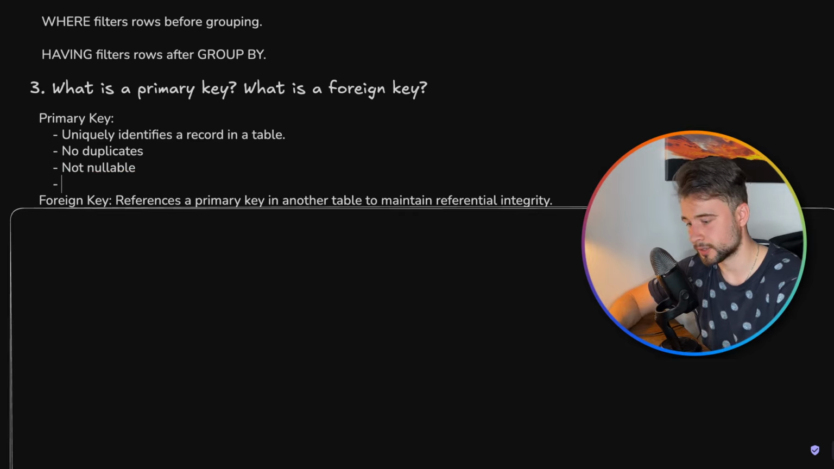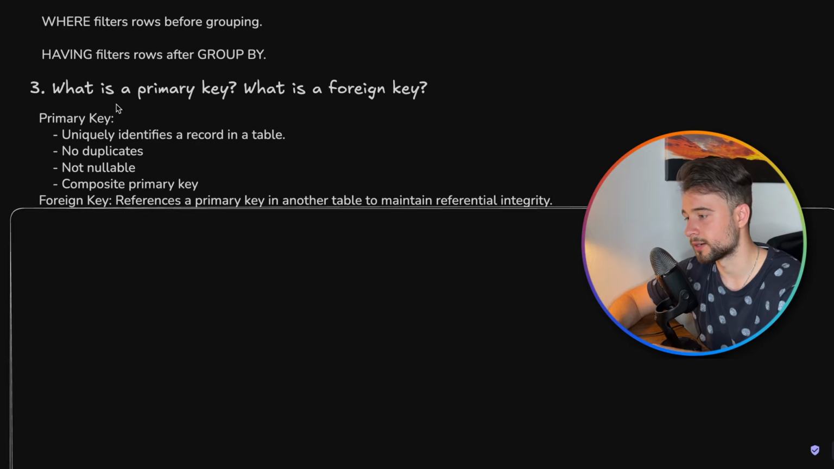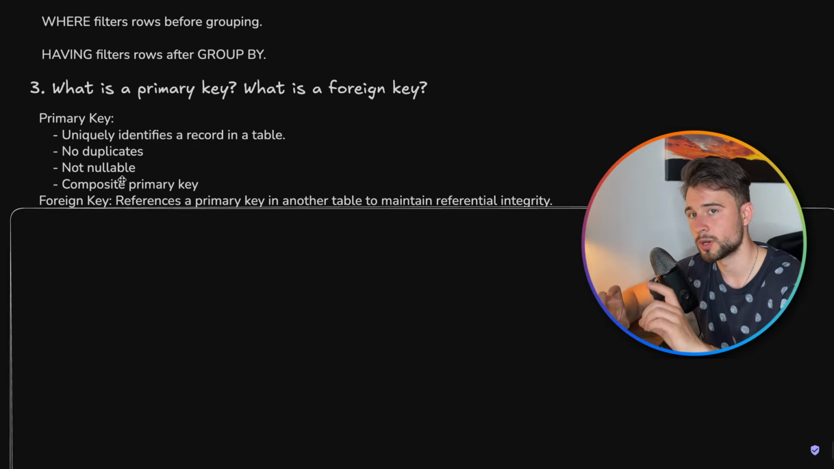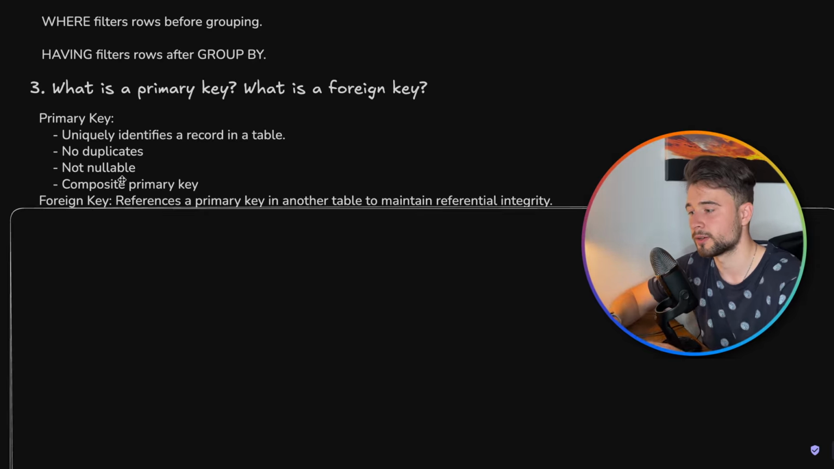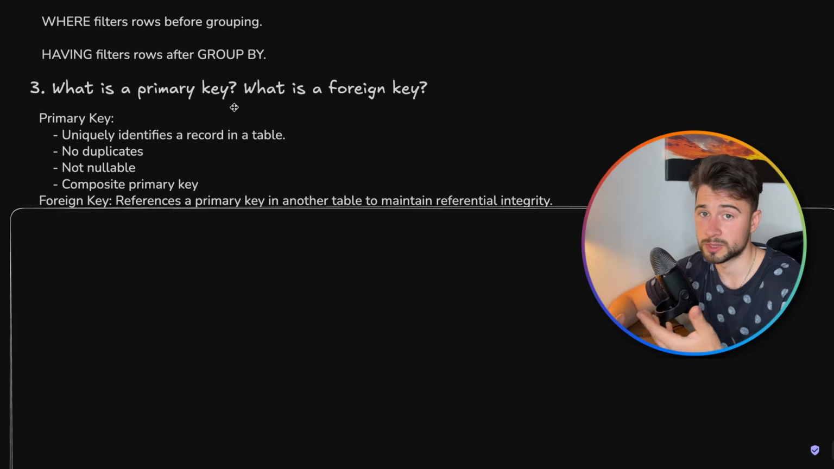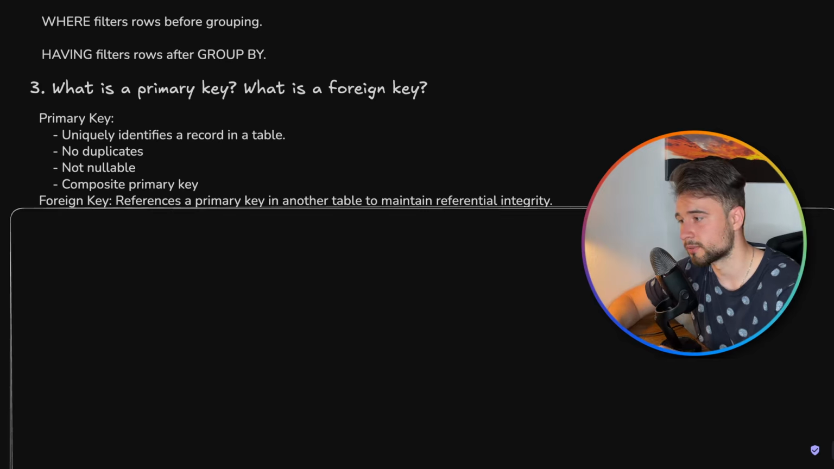Another feature that I have just remembered is composite primary key. Basically it means that we can have a primary key based on 2 columns. So values from 2 or more columns will uniquely identify the row. It's not very common, but it's still possible, and you might encounter it, and you might get asked this question.